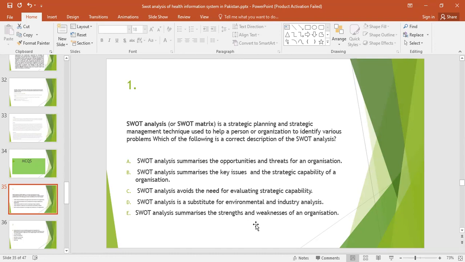B is the right answer. SWOT analysis summarizes the key issues and strategic capabilities of organization. In the first statement, only opportunities and threats are mentioned. And SWOT analysis identifies four things in which strengths and weaknesses are also included. So the B statement is correct.